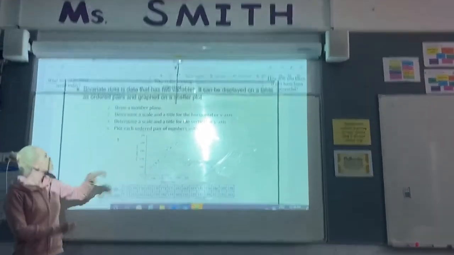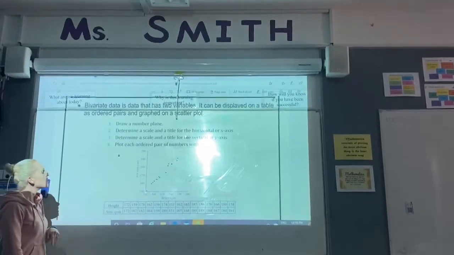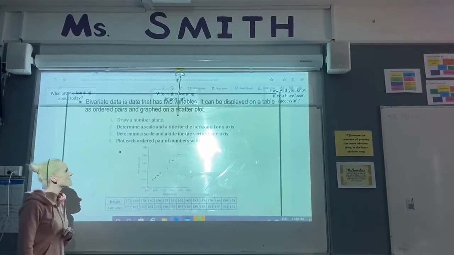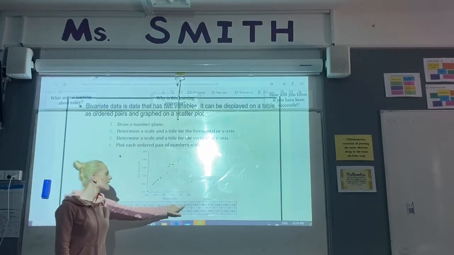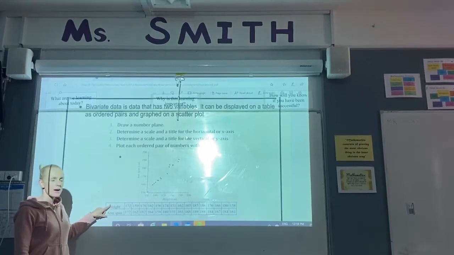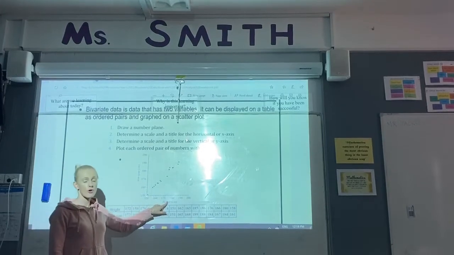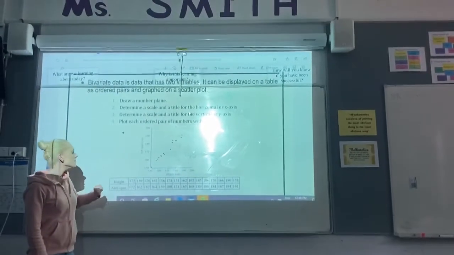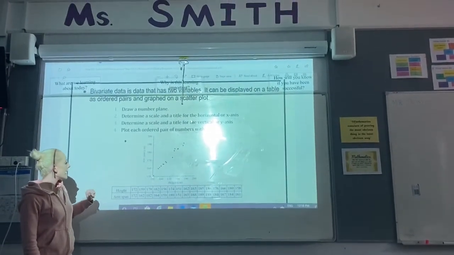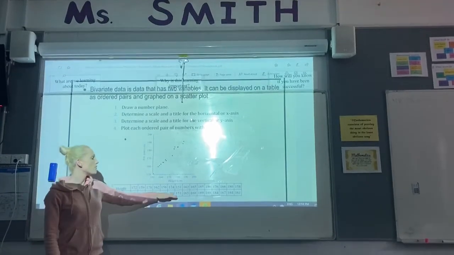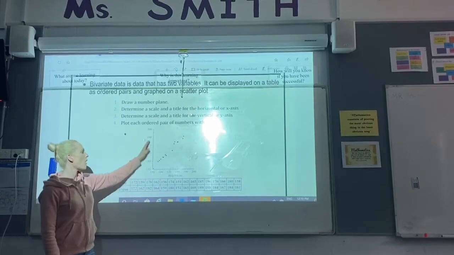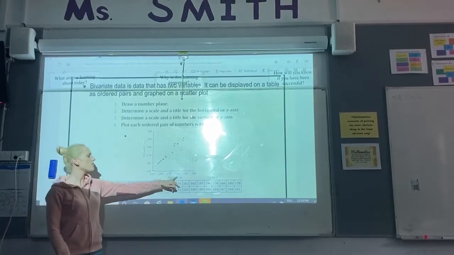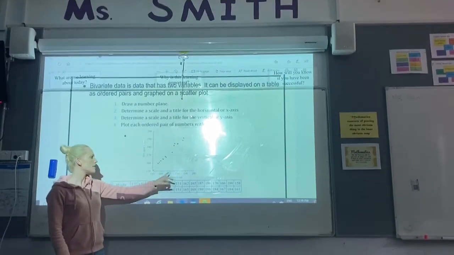Okay, so first thing you need to do is draw up a number plane. Then you need to determine a scale and a title for the horizontal or x-axis. Height is the top row of our table, so that is what's going to go on the x-axis. Arm span is the bottom row of the table, so that is our dependent variable, which will go on the y-axis. Obviously we put the units that they're measured in as well.